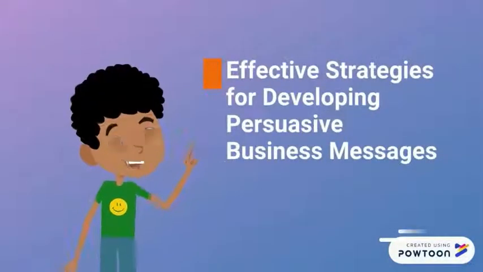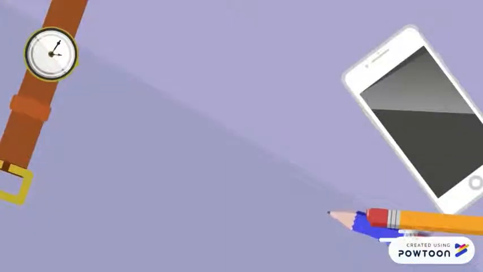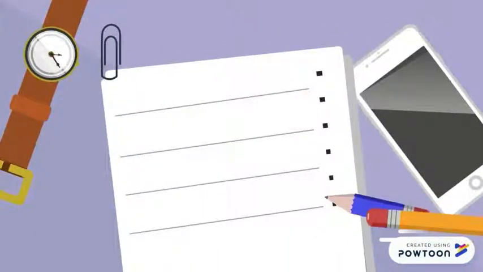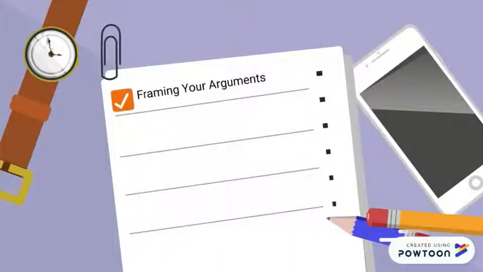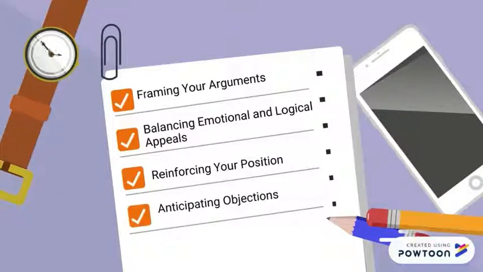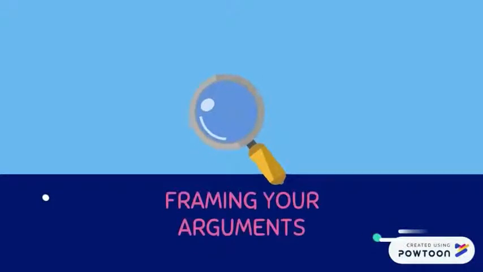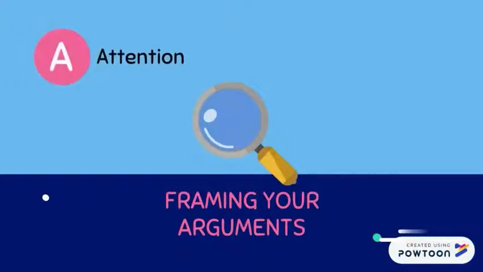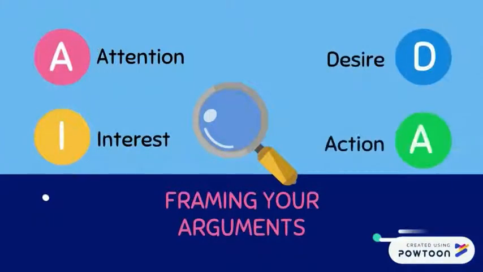Effective strategies for developing persuasive business messages. Effective persuasion involves 4 essential strategies: framing your arguments, balancing emotional and logical appeals, reinforcing your position, and anticipating objections. Framing your arguments. Most persuasive messages use the indirect approach. Experts in persuasive communication have developed a number of indirect models for such messages. One of the best known is the AIDA model, which organizes messages into 4 phases: attention, interest, desire, and action.